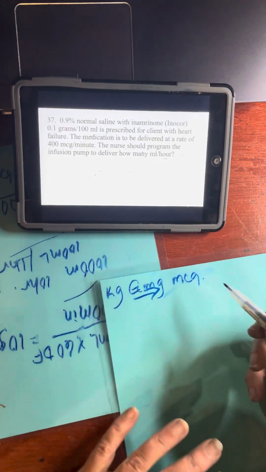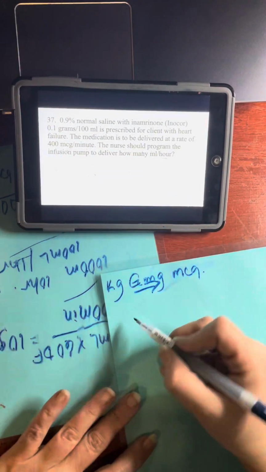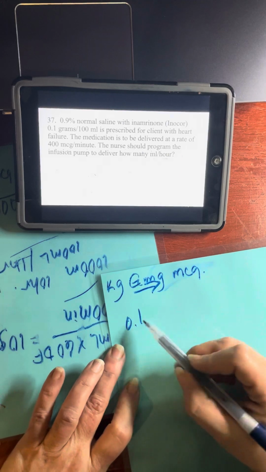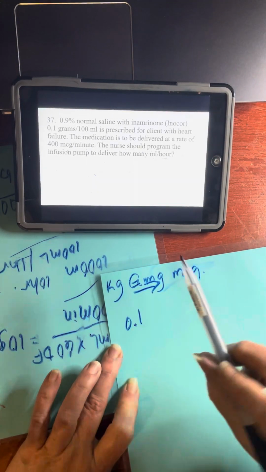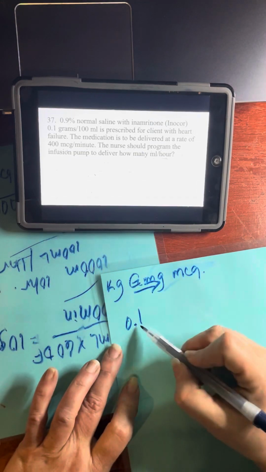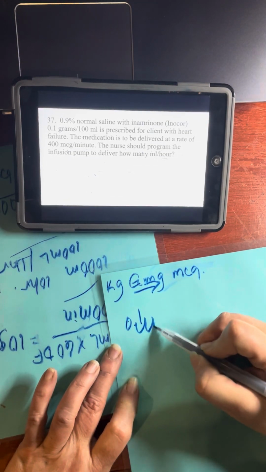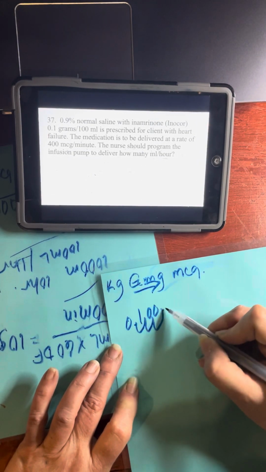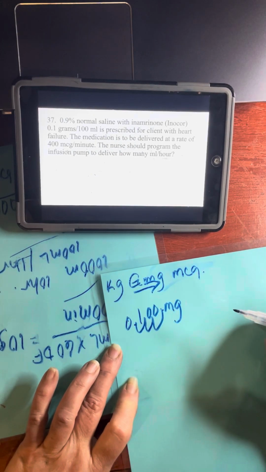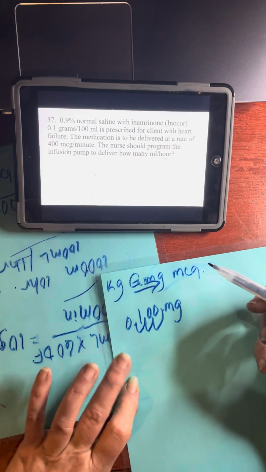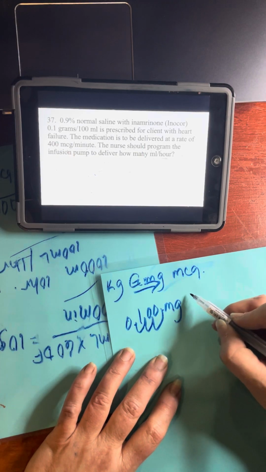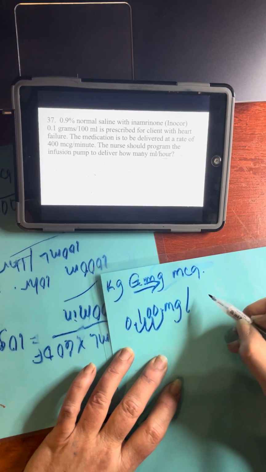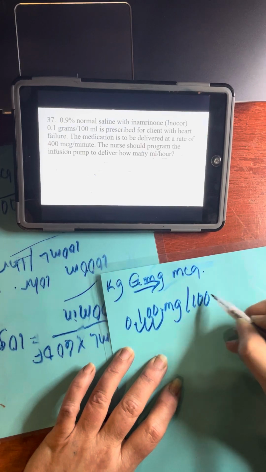So it said we had 0.1 grams. This tells you move it to the right. You have to know to move it 3 places. So it's 1, 2, 3. It would be 100 milligrams per 100 milliliters.